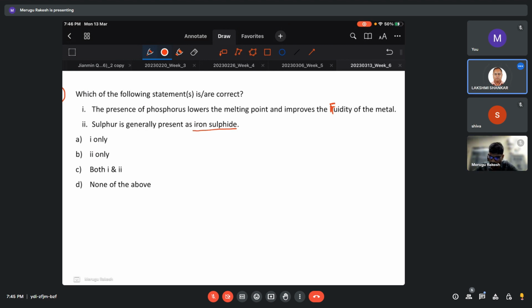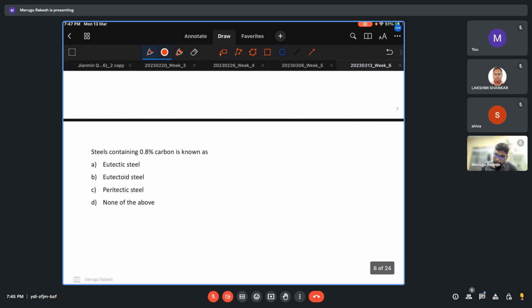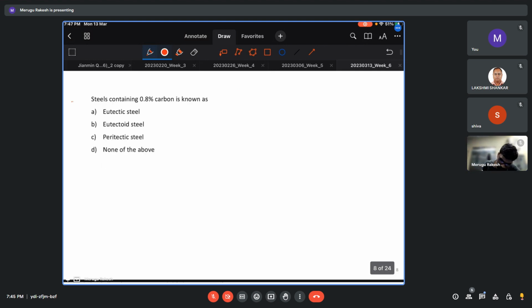Option C is the correct one. The presence of phosphorus lowers the melting point, so we have good fluidity of the metal. And second, generally sulfur is present as iron sulfide. If you are not adding magnesium, then it will be present as iron sulfide. So, next question.